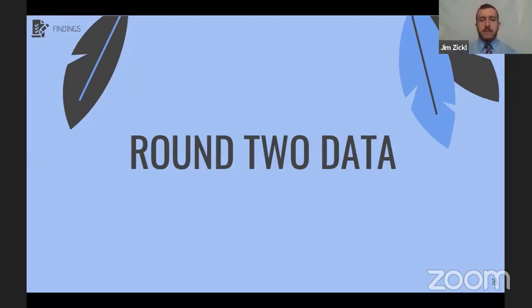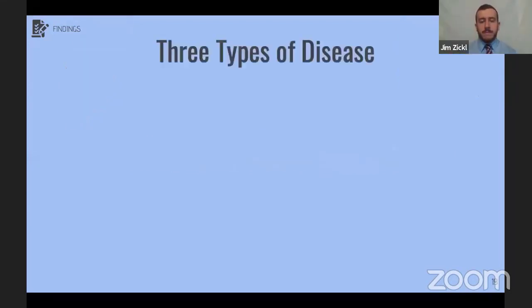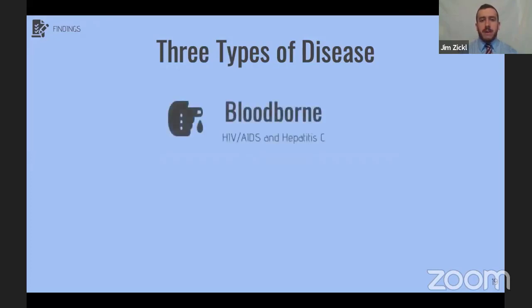Next, we will go into our round 2 data. In round 2, we asked our experts to rank the measures from round 1 in 3 different types of disease categories. We did this because all diseases have different ways of transmission, and so we wanted to find best practices for each. The first category we showed was bloodborne diseases.